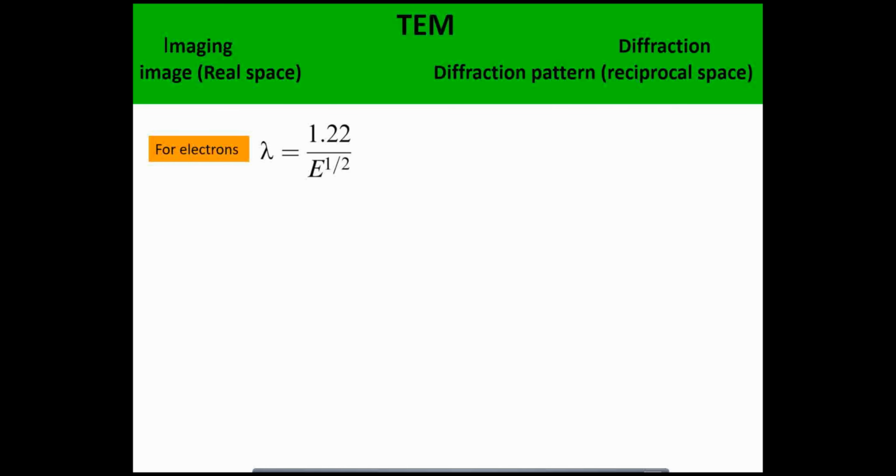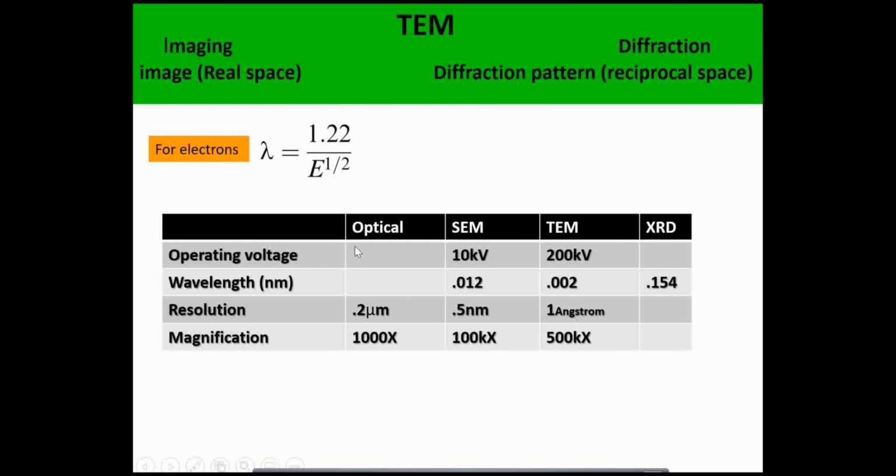If you see, we have this comparison: optical, then SEM, then TEM. In SEM we are only accelerating up to 10 kilovolts, not further. Why? Because, as I already told you, we require only that particular energy of electrons which can generate secondary electrons and backscattered electrons. So we stop there and don't go lower in wavelength in the SEM case, whereas in the TEM case we can go further.